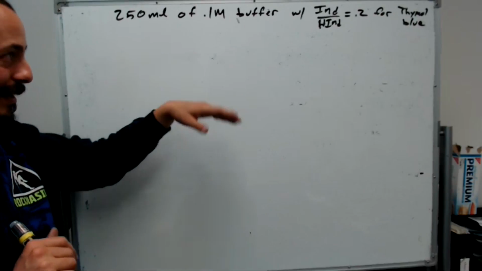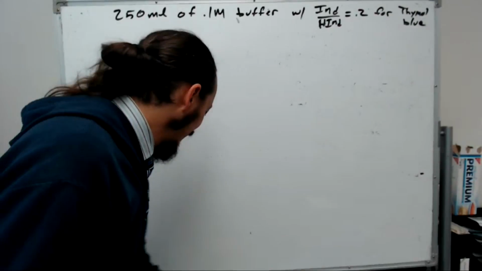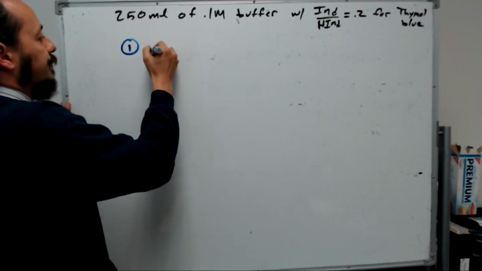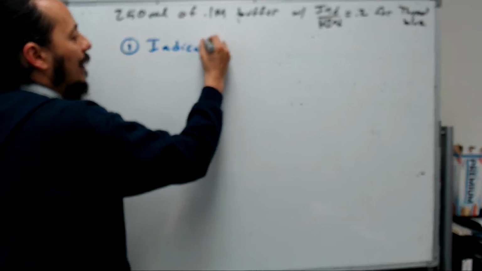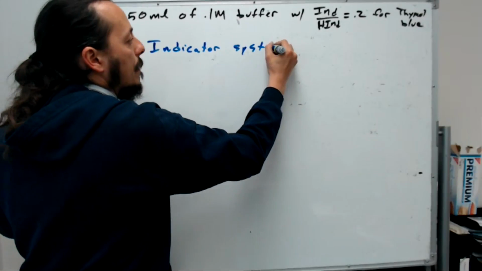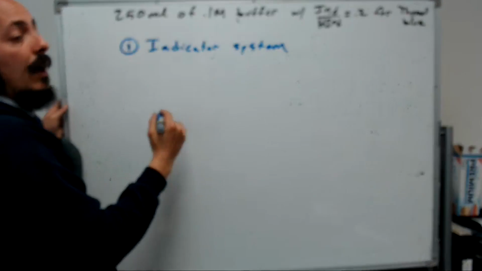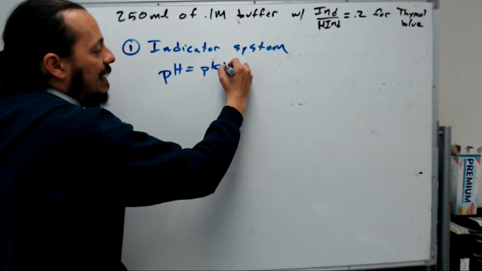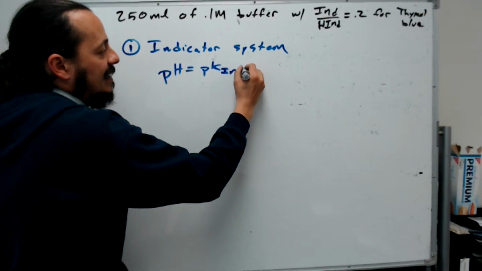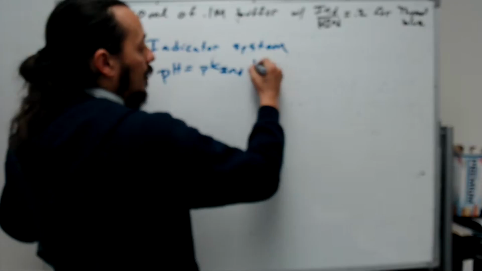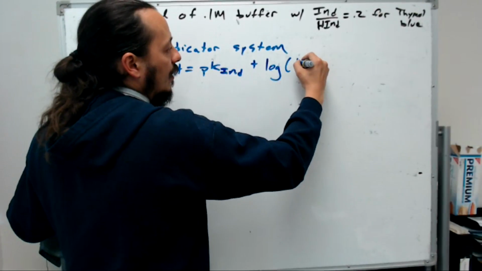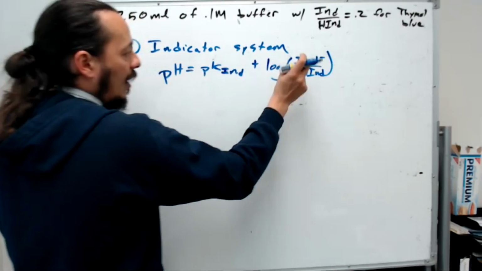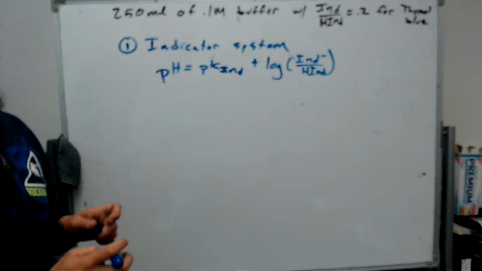First thing you do with buffers, get these four things, good luck. The reason this is a little bit complicated is because there are essentially two systems we're looking at. We've got the indicator system, where we're going to use the Henderson-Hasselbalch equation: pH equals pK, I'm going to call it pK IND, so it's specific to the indicator, plus log of IND minus over HIND, our weak acid over our conjugate base.